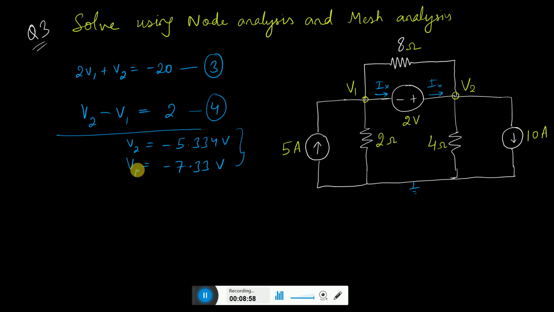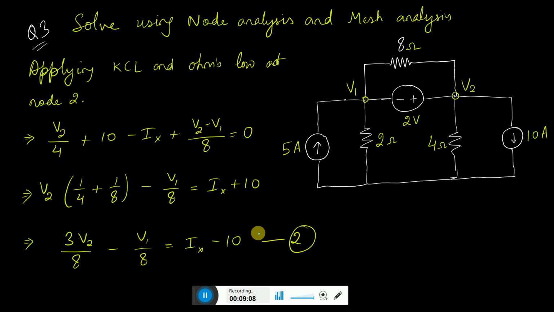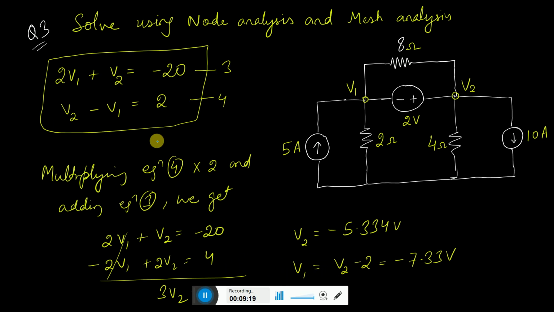Now the question again arises. You can see the solutions also. The same thing I have done in this numerical with equations 1 and 2. Here also we just solve equation 2, and again we get the addition, and we get 2V1 minus V2 equals minus 20, and also by multiplying by 2 here, we try to solve equations 3 and 4.